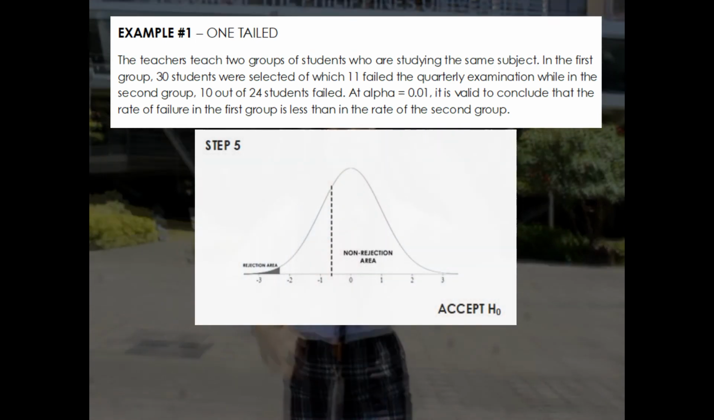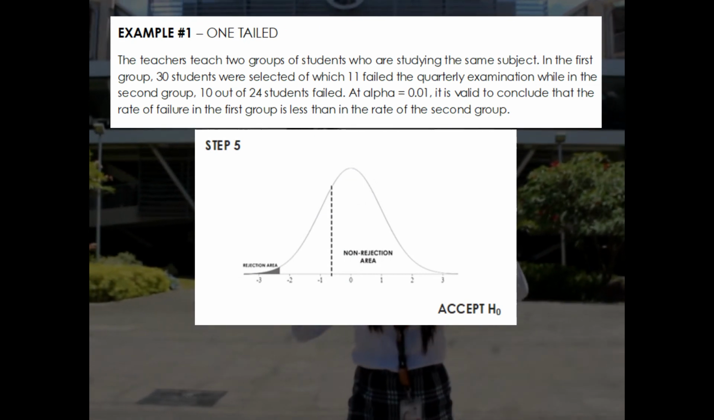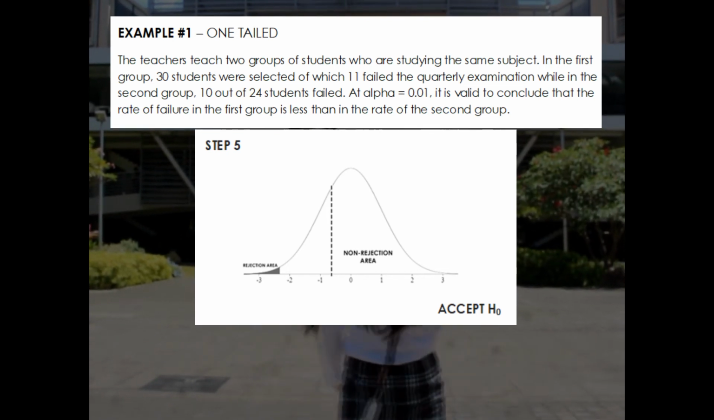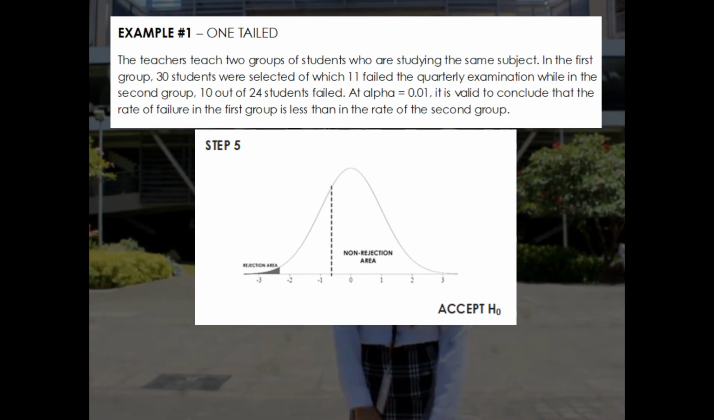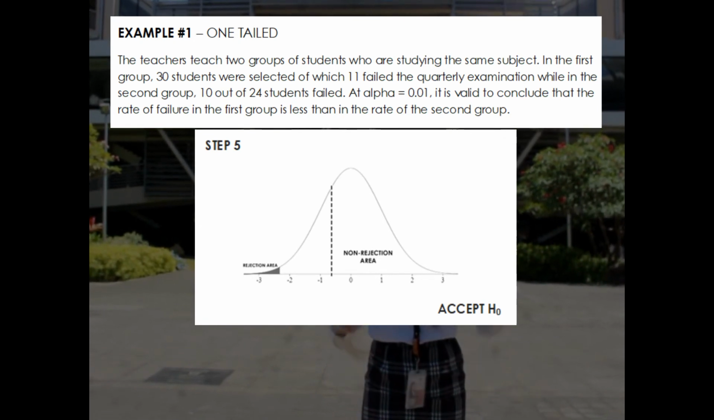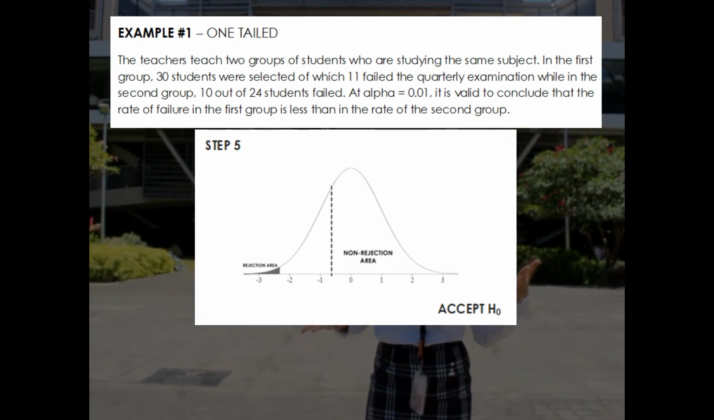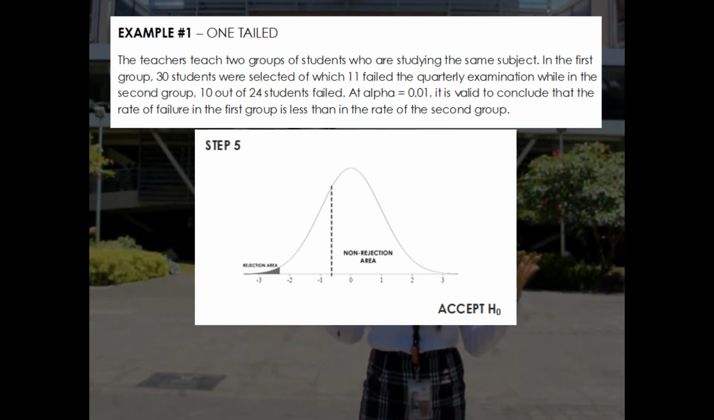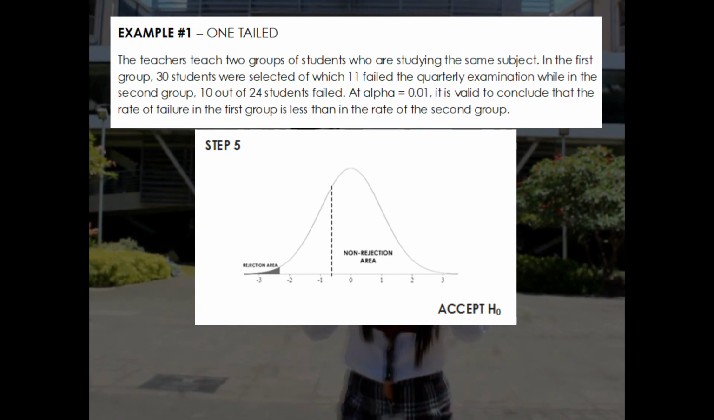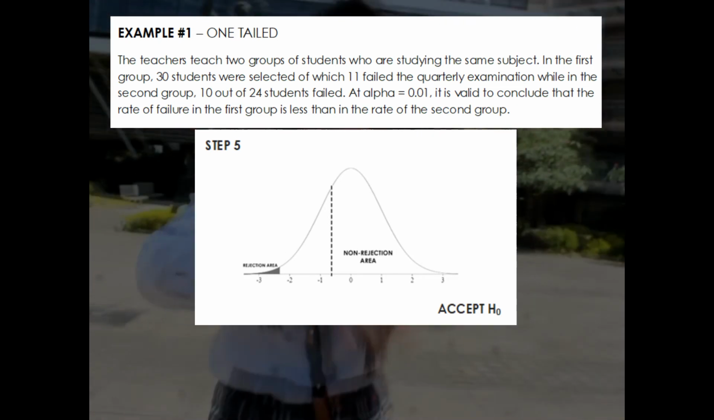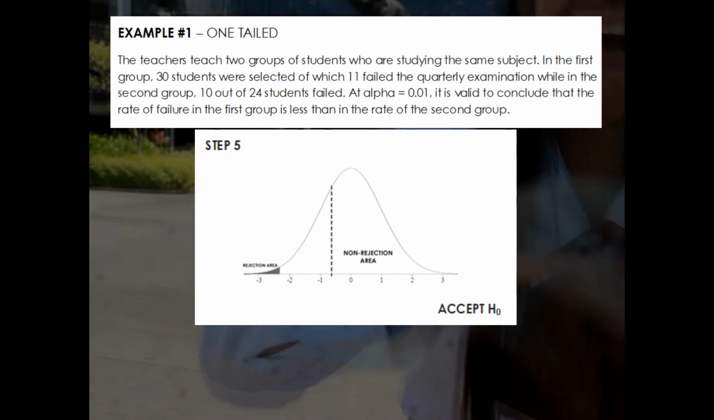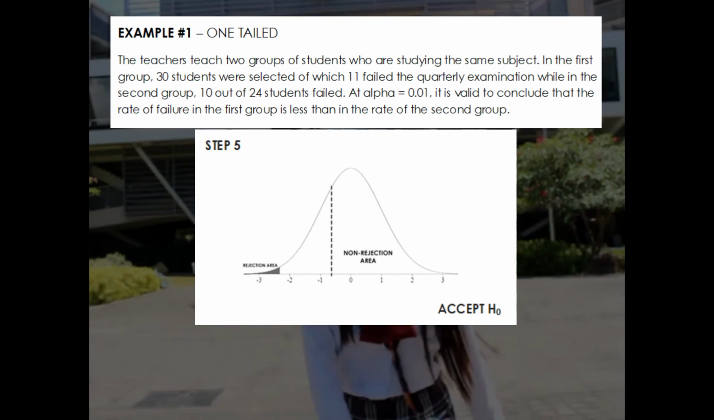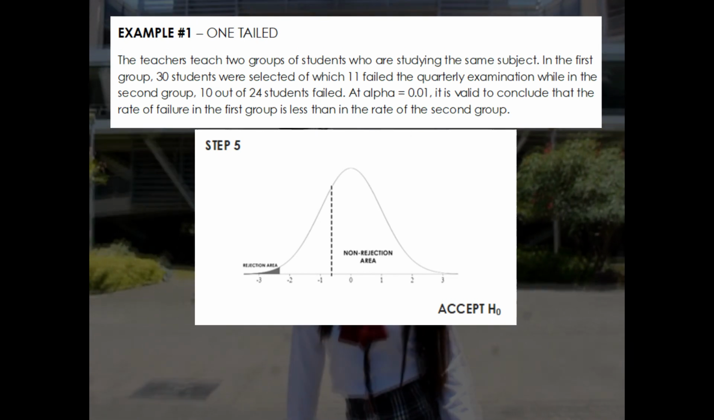Step number 5, the normal curve. Mark the Z value that we attained from step number 3 at the normal curve. Since it is negative, it should be on the left side of the normal curve, which is negative 2.326. Next, plot the z-score that we computed at step number 4 and find out if it is on the rejection area or the non-rejection area for H0. For this problem, we must accept H0 since negative 0.75 is within the non-rejection area for H0.